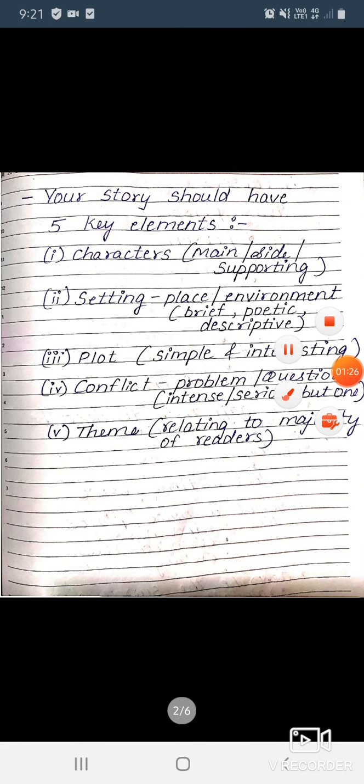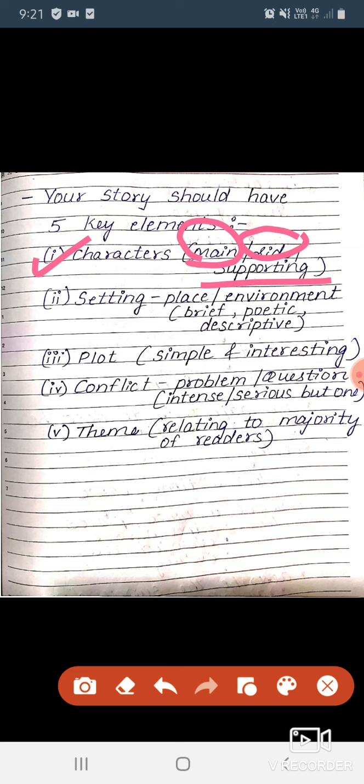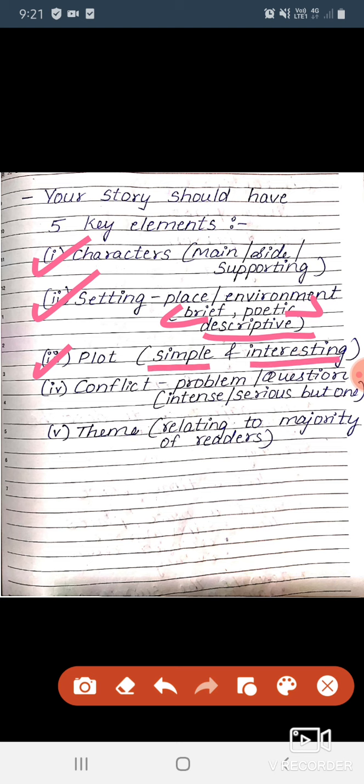Now our story should have these following key elements. The first key element is character. The characters can be main character, side character, or supporting character. Then we have setting. Setting is the place or the environment about which we are talking in our story. The setting should be brief, that is small. It can be poetic, that means it should have lots of adjectives, and it should be descriptive. The third point is plot, which is the story. It should be simple and interesting.